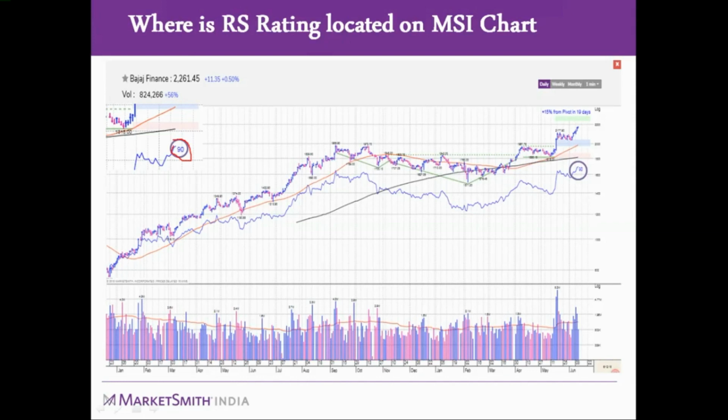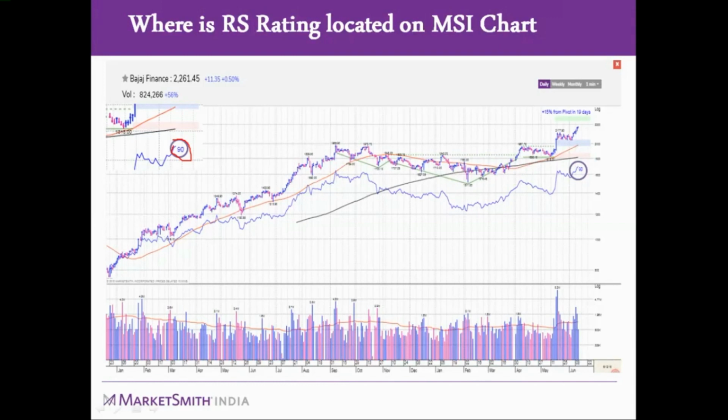So it says 90. This chart is of Bajaj Finance, and it has been one of the leading stocks in the current market. It's a very good example of how leading stocks can save you when the market is in a downturn or when the market is not doing much. Again, I'm talking more from the perspective of the broader market. When you look at Nifty and Sensex, you might get carried away thinking that nothing has happened, the indices are just 2-3% below all-time highs.